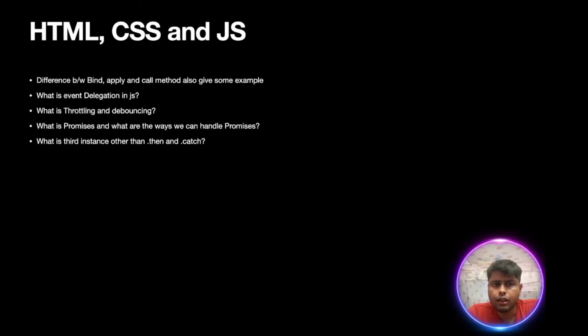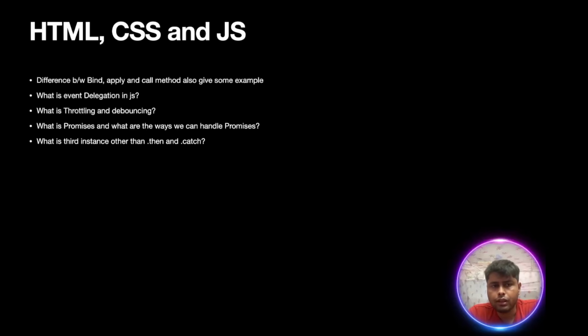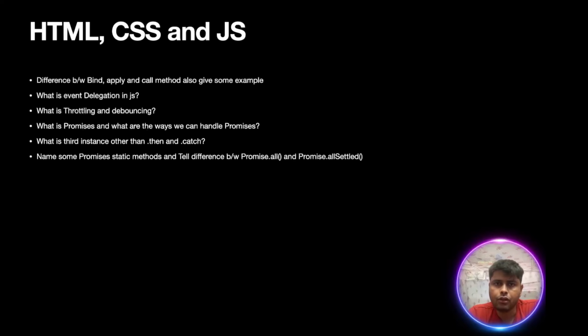Then he asked me about try, catch and finally. So if you know about try catch, here it is written wrong, it's not a dot, it's try catch, and we also have finally. Basically he asked about then and catch, and we know that we have finally. Then he asked me to name some promise static methods like Promise.all, Promise.allSettled, Promise.race, Promise.any. And then he asked what is the basic difference between Promise.all and allSettled.